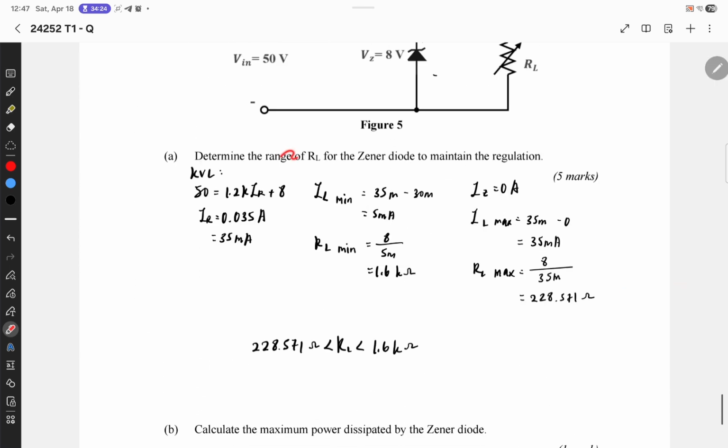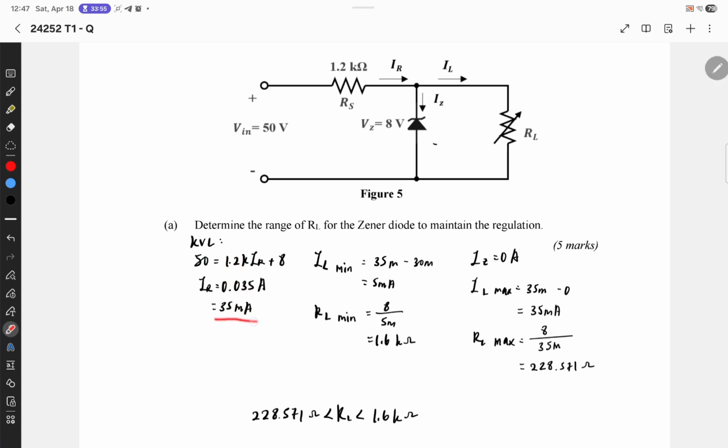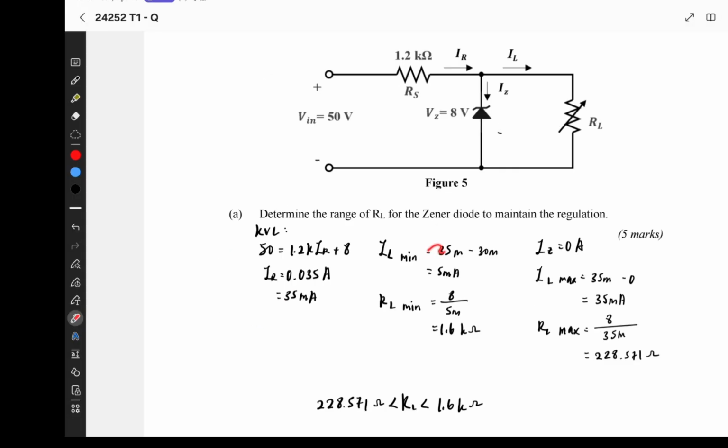Third question, find the range of RL for the Zener diode. So first of all, we need to find the IR by using KVL. So the IR will be 35 milliampere. Then to calculate the minimum IL, we use 35 milliampere minus 30 milliampere, and then the answer will be 5 milliampere. Then to find the minimum RL value, we need to use Vz over 5 milliampere. So we will get 1.6 kilo ohm.